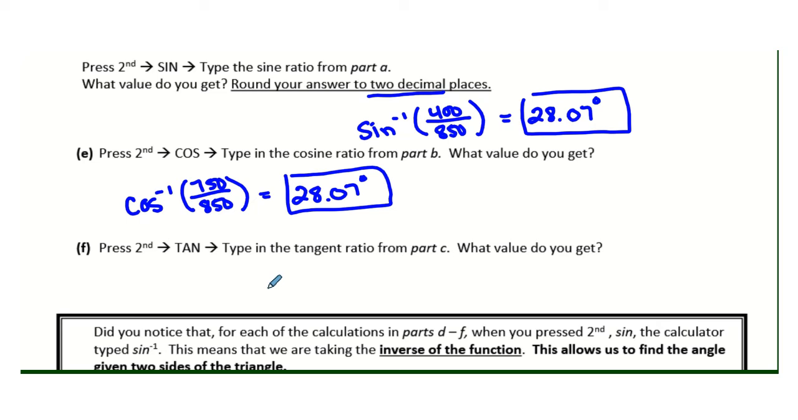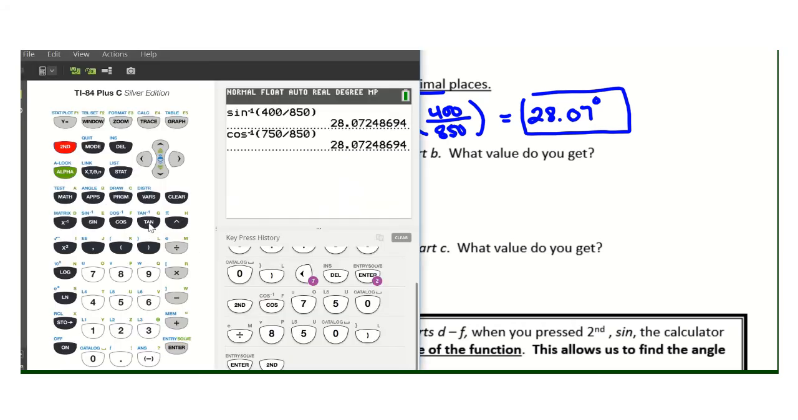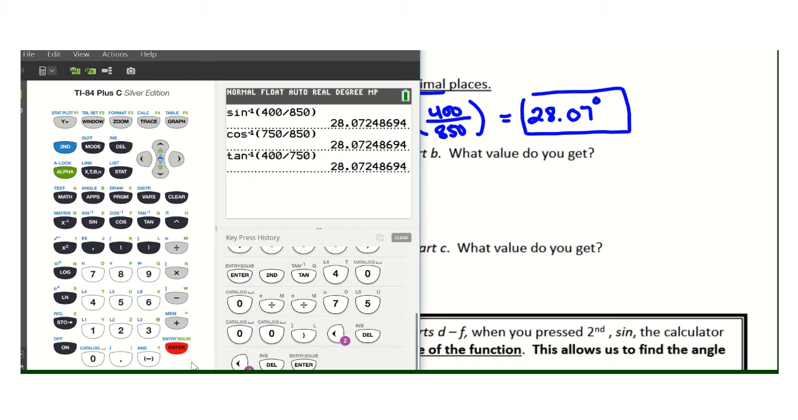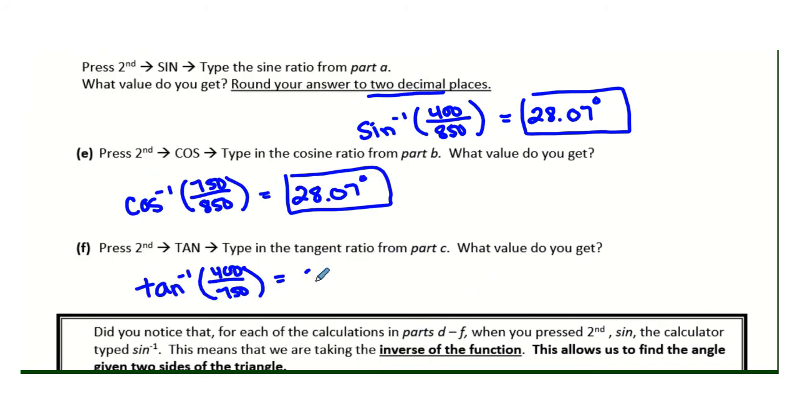Now we're going to do the same thing for tangent. So we're going to do the inverse of tangent, and the ratio for tangent was 400 divided by 750. So second tangent, 400 divided by 750. And again, we get 28.07 degrees.